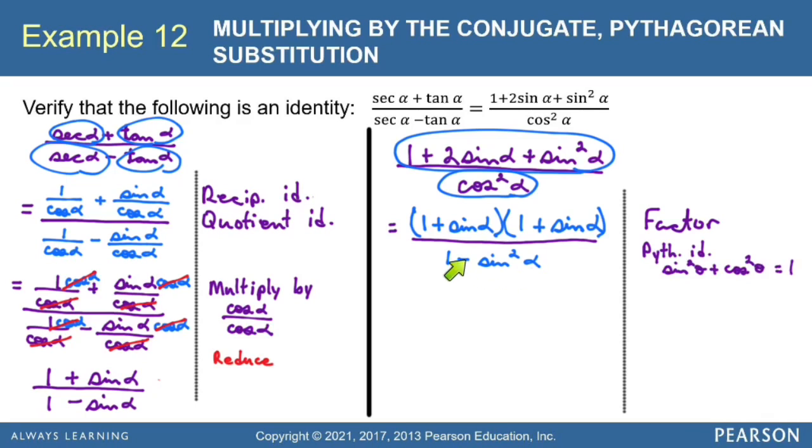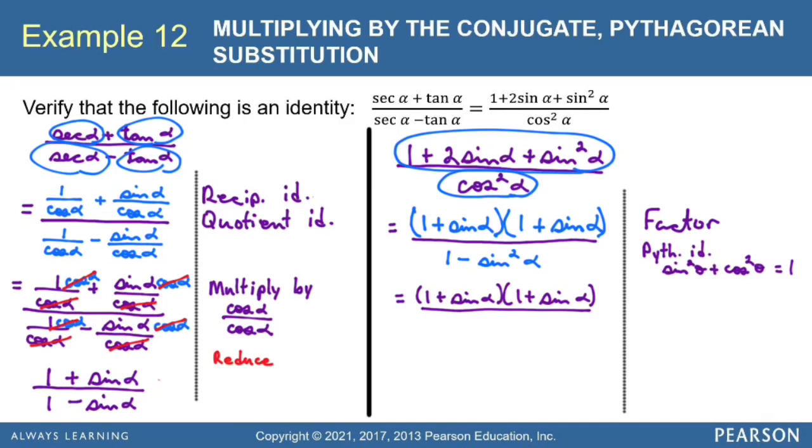Now, if you look at this, you'll notice that it's a difference of squares. 1 is a square because it's 1 times 1. Sine squared alpha is obviously a square. So we have square minus square. So we're going to be able to factor this as a difference of squares. So now recopy your expression from the top, 1 plus sine alpha times 1 plus sine alpha.